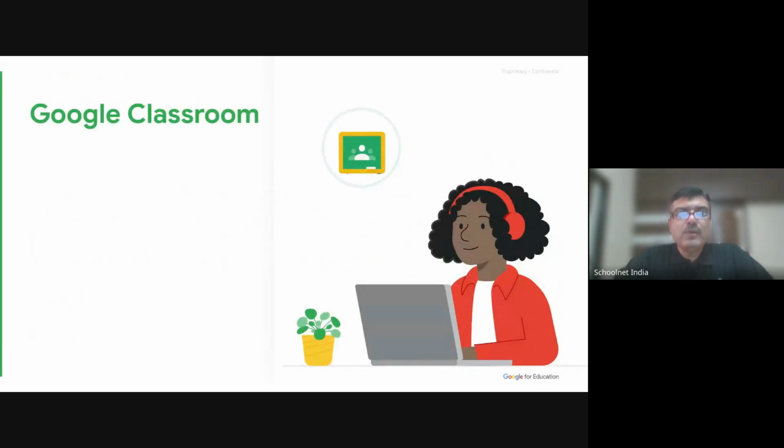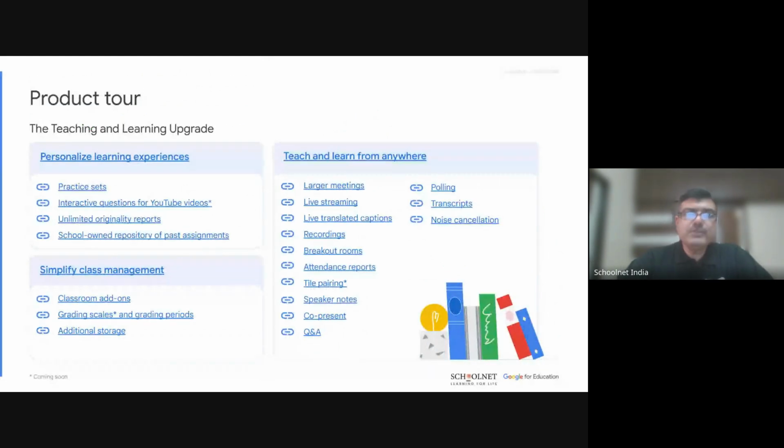So you talk about Google Classroom. Mostly you must have used Google Classroom, but when you talk about Google Classroom with your Teaching and Learning Upgrade, you get all these different features which were not there earlier, when using a free email ID. So you get practice sets, you get interactive questions using YouTube videos, you get unlimited originality reports, you get a school-owned repository of past assignments. Okay, you get simplified classroom management, classroom add-ons, grading scales, additional storage.